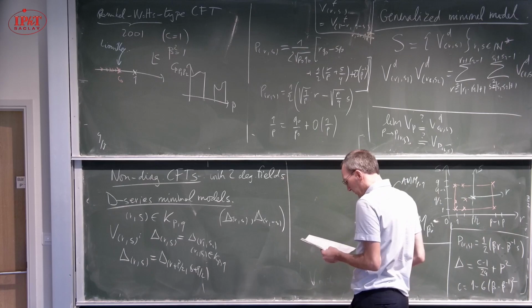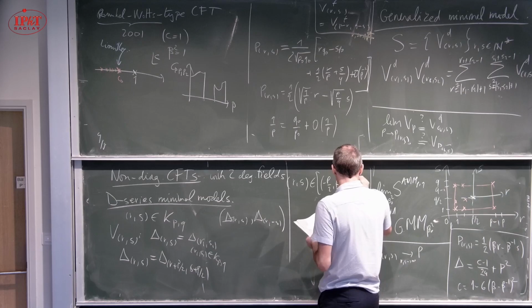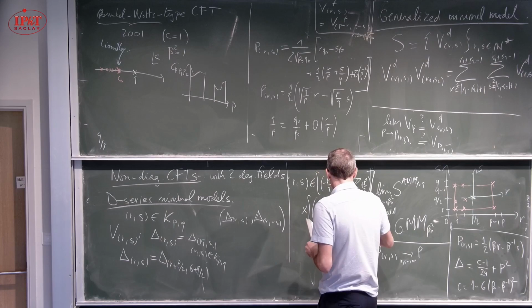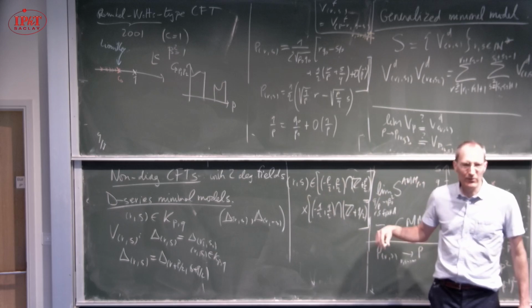So what this means concretely is that we take RS to belong to the following set: minus P/2 to P/2 intersected with Z plus P/2, times minus Q/2 to Q/2 intersected with Z plus Q/2. So that's the basic ansatz, and if I do that, both the left and right dimensions coincide with dimensions from the Kac table.